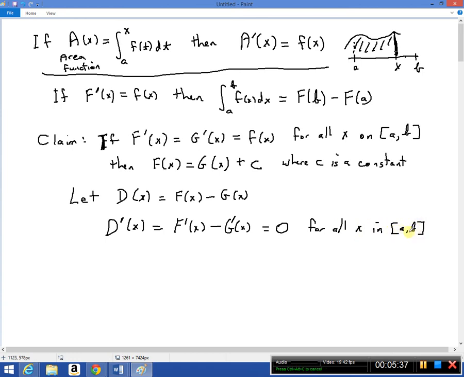Now here's the thing. If I have a function whose derivative is always 0, what can I say about that function? Well, I have another claim here, which I have to prove. I haven't proved this outer one yet, but I'm getting there. The claim now is that D itself is really a constant for some constant c.